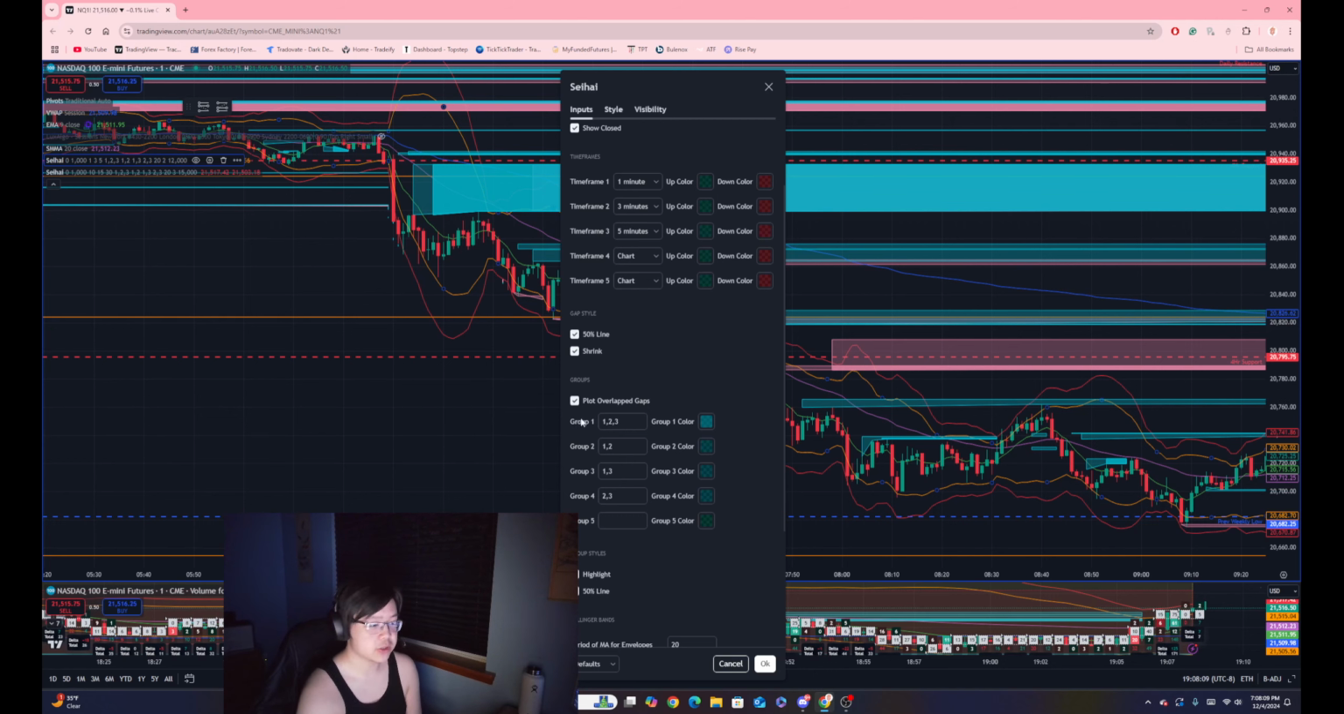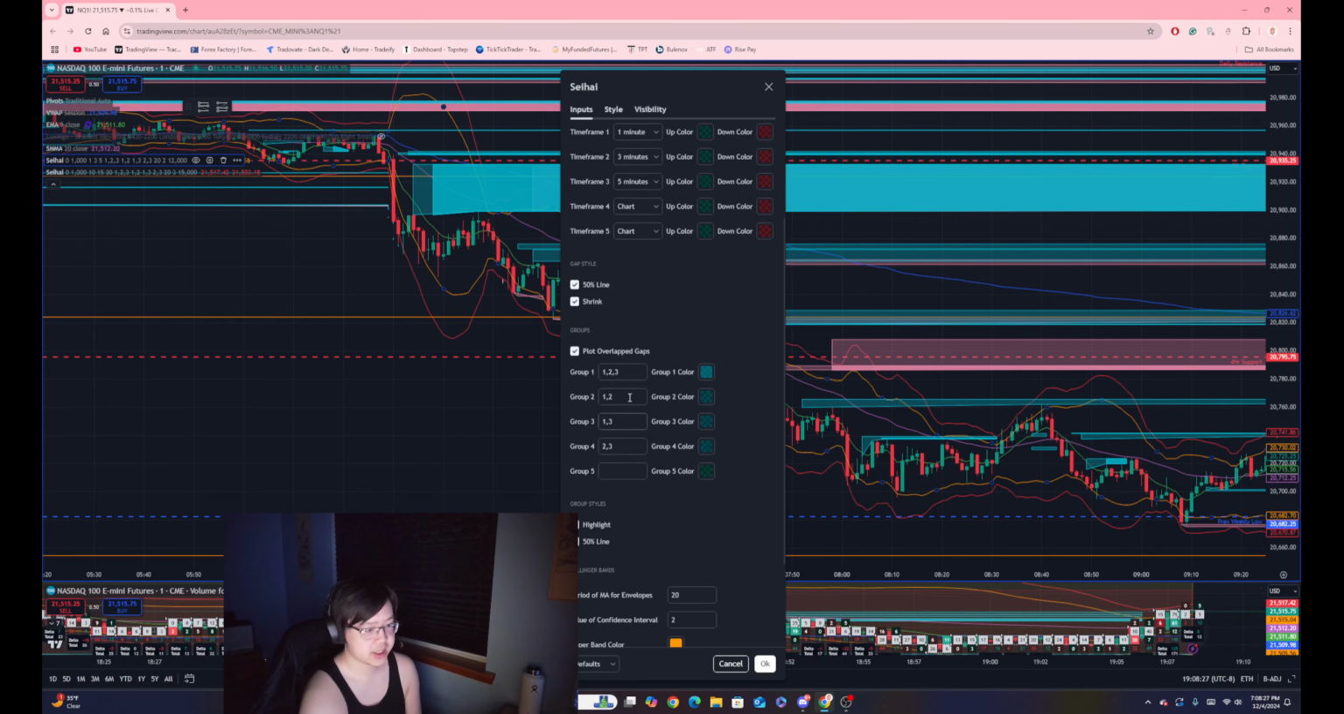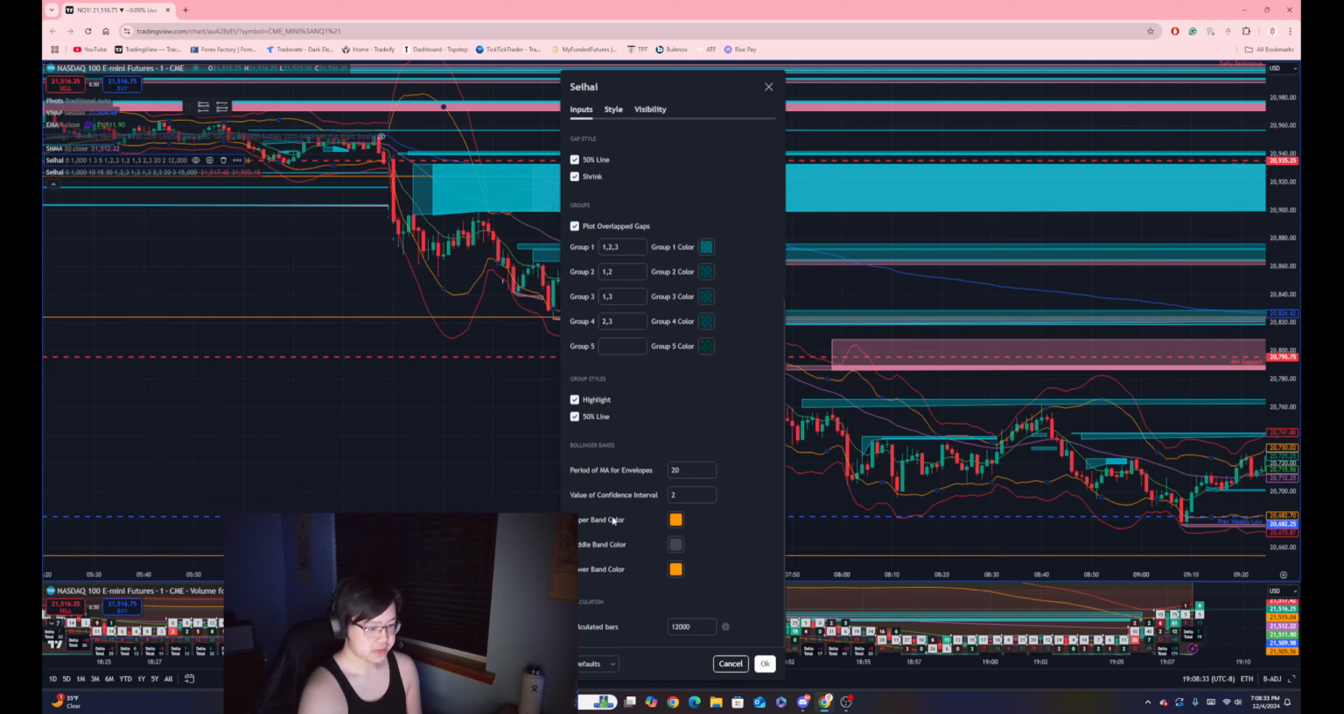Right here you can see each group is going to coincide with each one of these, and I basically have every single combination of these three fair value gaps. I have this one where all three of them are overlapping to be the brightest. So you can see right here, this is where all three are overlapping, and then the other ones are less bright, indicating where it's not all of them. And it's nice because this indicator also provides Bollinger Bands.